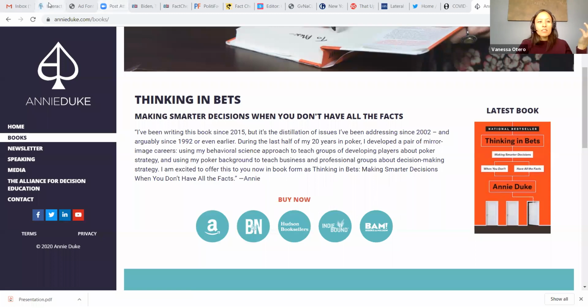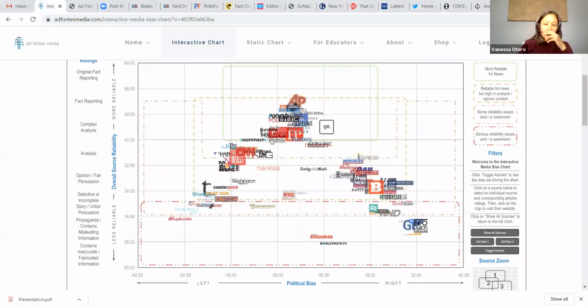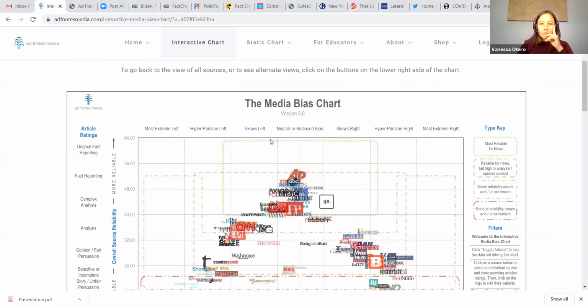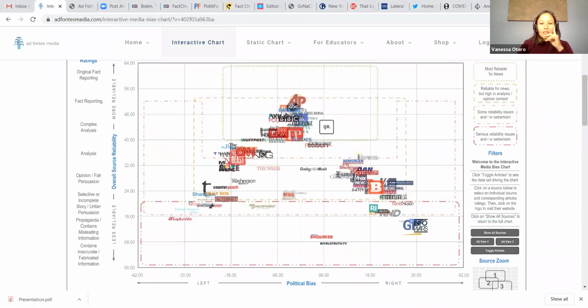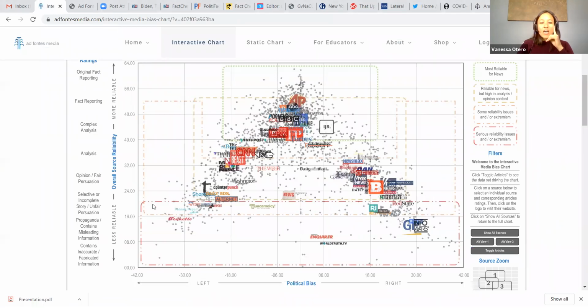Let me share. All right. One resource, and how we do this at Ad Fontes Media, is on our media bias chart. Okay, you guys have probably seen our interactive media bias chart, and this interactive part is important because here are all of our aggregate news source ratings. These are all weighted averages of individual article scores. So these dots represent the individual articles that we have rated for all of these news sources.